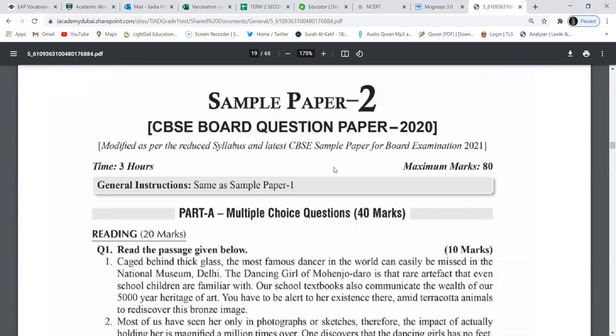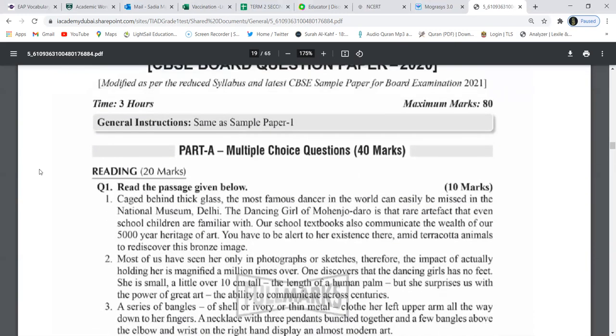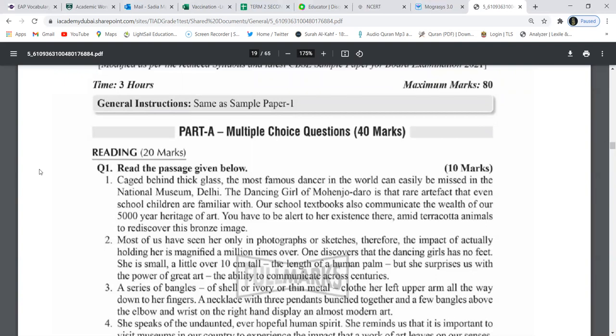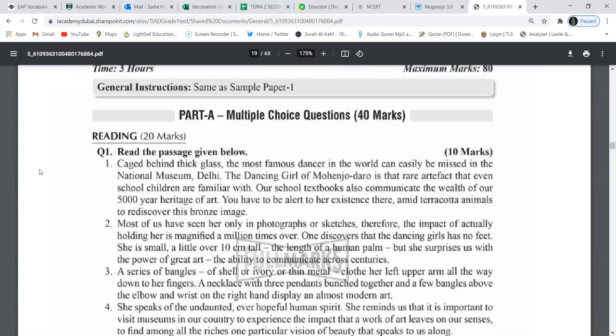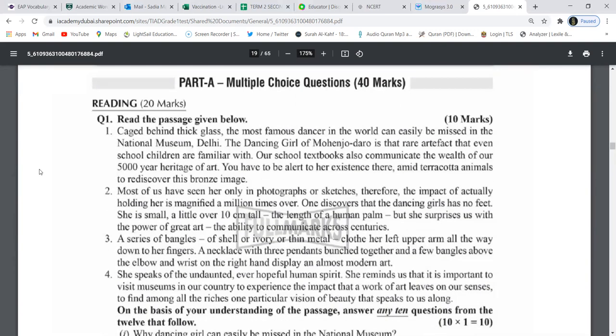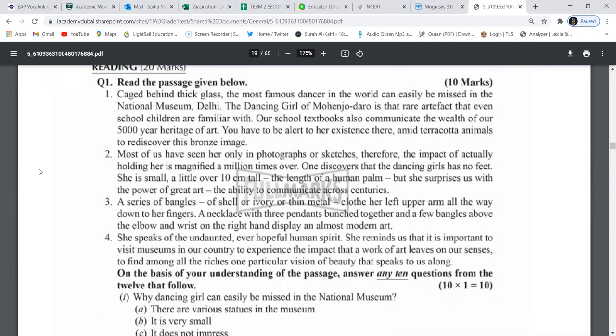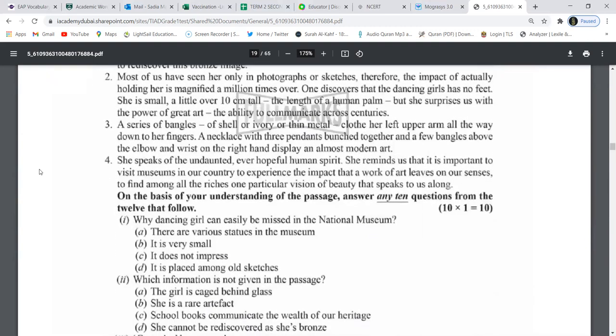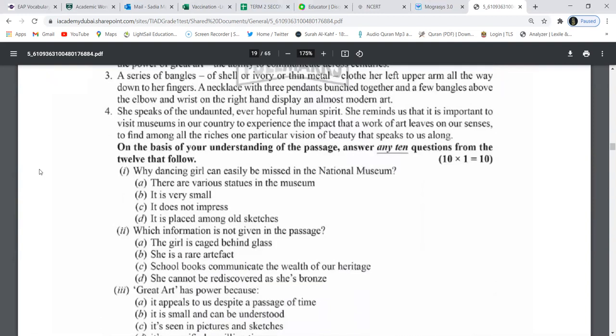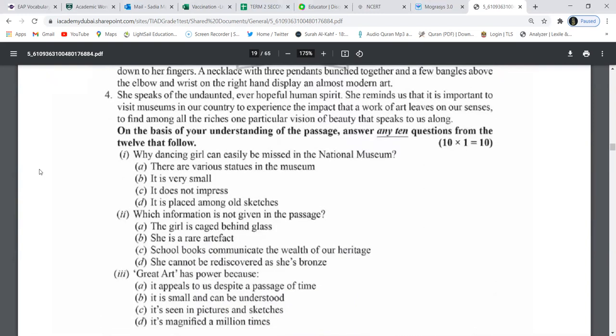It is modified as per the reduced syllabus, the latest CBSE sample paper for board examination 2020 and 21. That means the questions which were based on the portion that is deleted have been removed and certain alternatives have been placed so that you can use this as a past sample paper. Pause the video and try attempting this paper. Also check against time and accuracy.